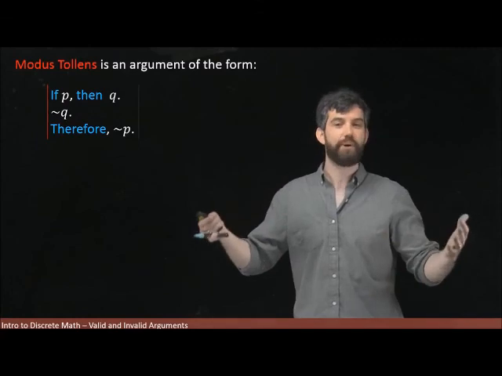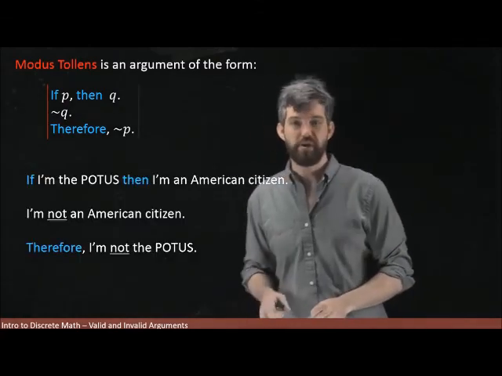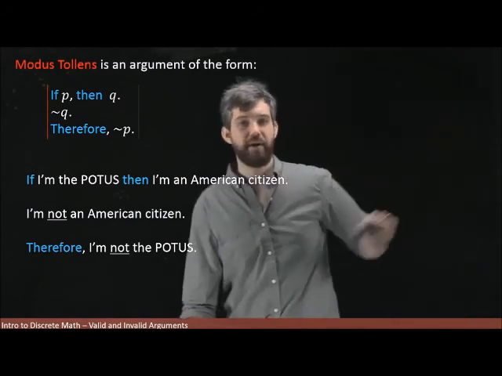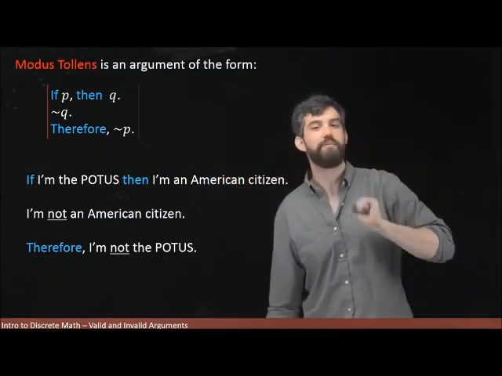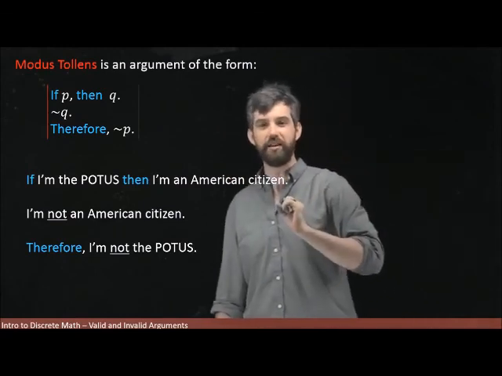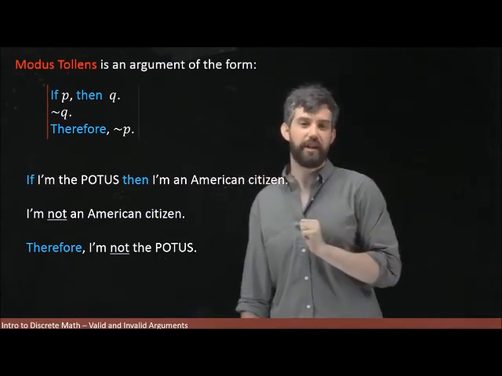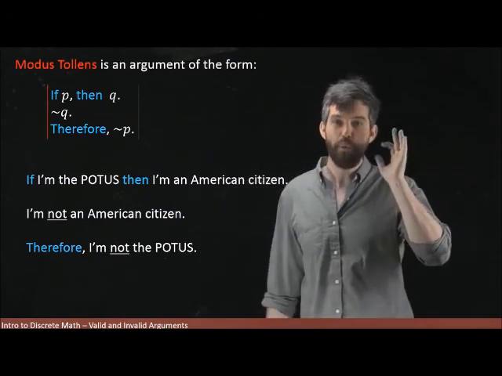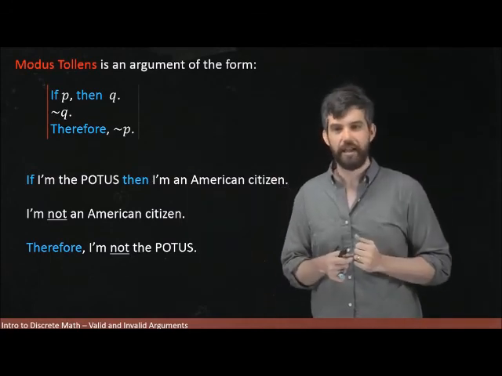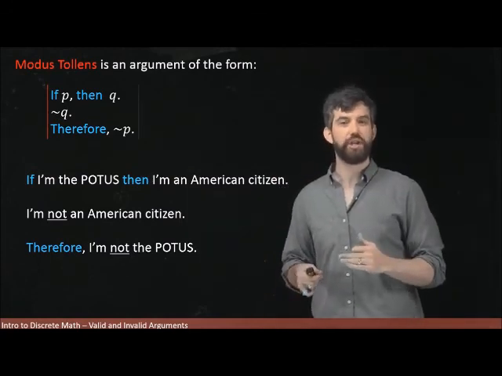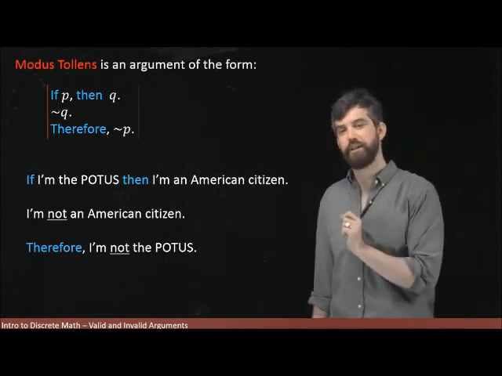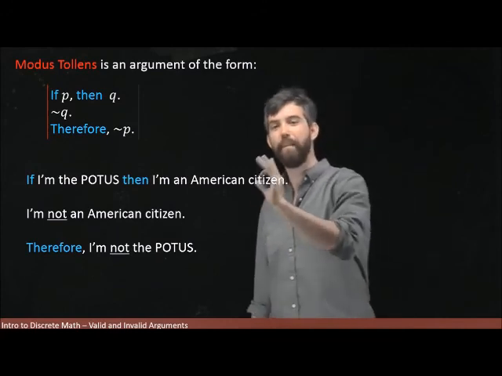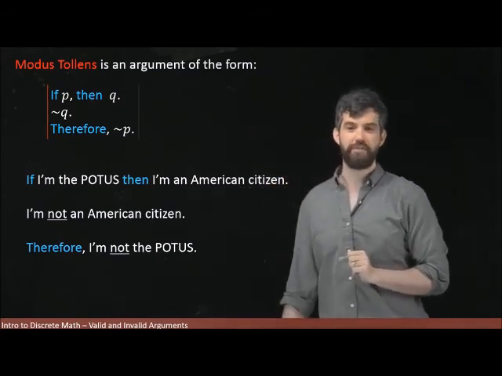So let's see an example of one of these. Here's my argument for it. If I'm the President of the United States, then I'm an American citizen. I am not an American citizen, true fact, I happen to be a Canadian, and therefore I am not the President of the United States. Now, this is not the only way I can prove that I'm not the President of the United States, but it is one argument that is logically valid, and in fact, both of these different conditions are going to be true. You have to be an American citizen to be the President of the United States. I am not an American citizen, therefore it must be that I am not the President of the United States.